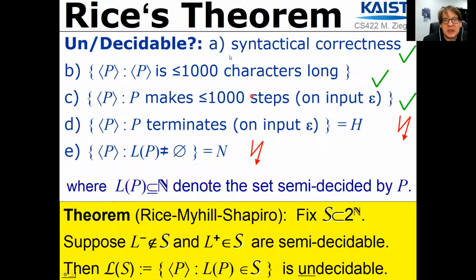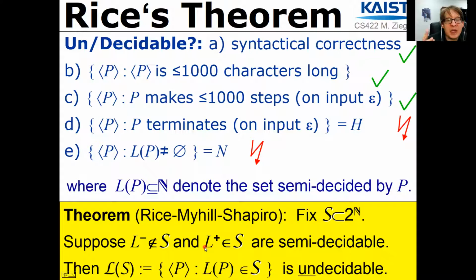Yes, here's a great question in the chat. What is the definition of L minus and L plus? Is this just an arbitrary partition of sets? That's a very good question, because now I have all reason to explain that in further detail. So the terminology, don't let yourself be confused. It basically just means that some semi-decidable set must belong to S, and some semi-decidable set must not belong to S.